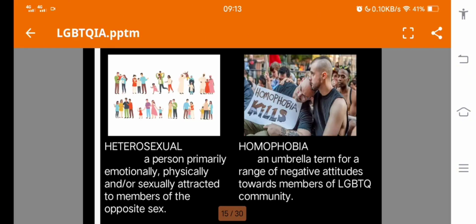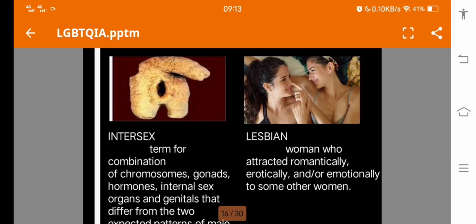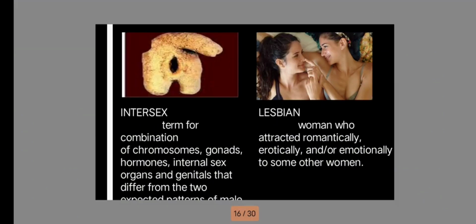Okay, homophobia. Natapos na natin to. Next one. Intersex, term for combination of chromosomes, gonads, hormones, internal sex organs, and genitals from the two expected patterns of male and female sex, right? Okay, two expected patterns of male or female. Okay? So, also formerly known as hermaphrodite. But those terms are now outdated and derogatory. So, pinalitan po ng scientific term which is intersex.